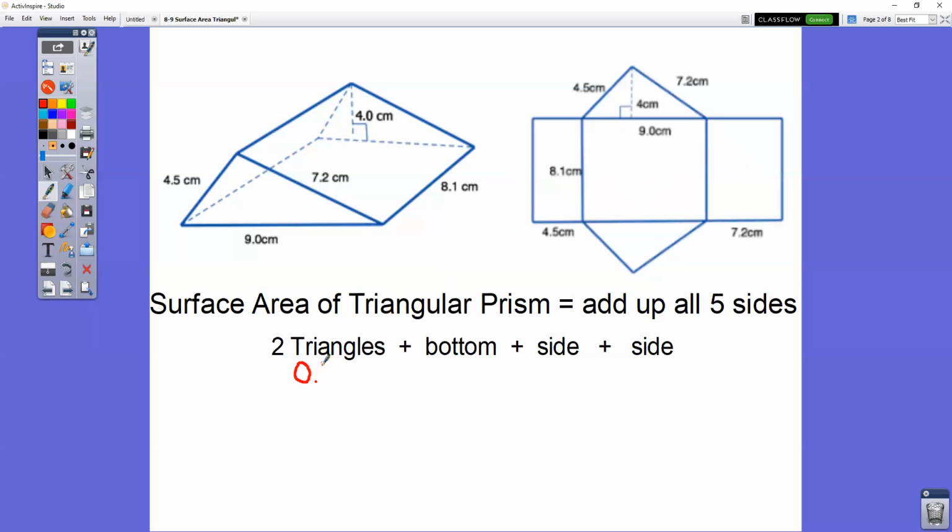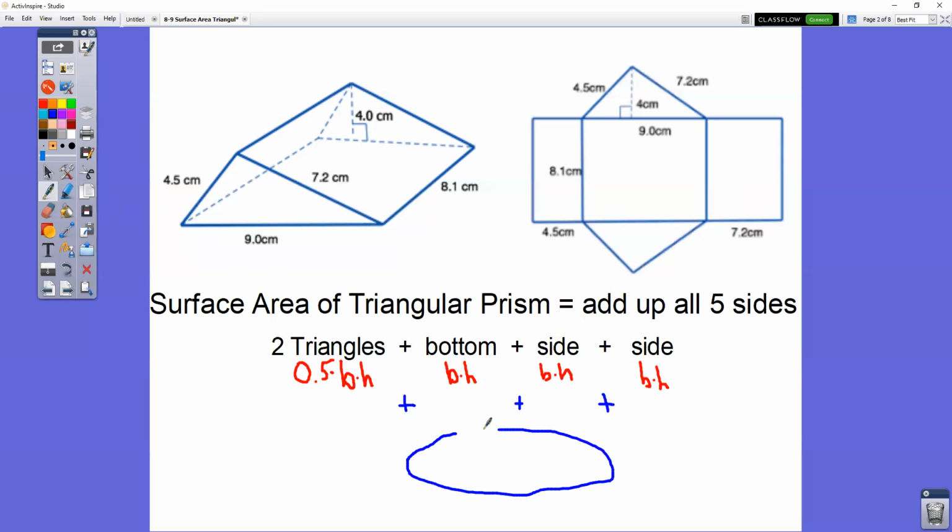Remember, the formula for area of a triangle is 0.5 times the base times the height, plus you're adding together the bottom. Now, the bottom is going to be a rectangle, so that's just base times height, or length times width, however you want to say it. Then you have the one side, which is another rectangle, base times height, or length times width. And then you have the other side, which is base times height, or length times width. After you find all 4 of these things individually, we are going to add those 4 numbers together to give you your total surface area.